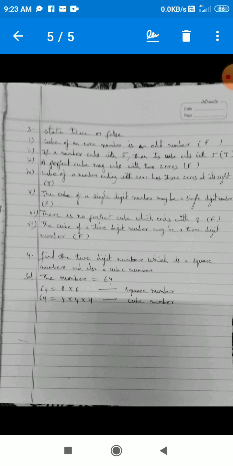Seventh, the cube root of a 2-digit number may be a 3-digit number. False. Fourth problem, find a 2-digit number which is a square number and also a cube number. Solution, the number is equal to 64. 64 is equal to 8 into 8, a square number. 64 is equal to 4 into 4 into 4, a cube number.